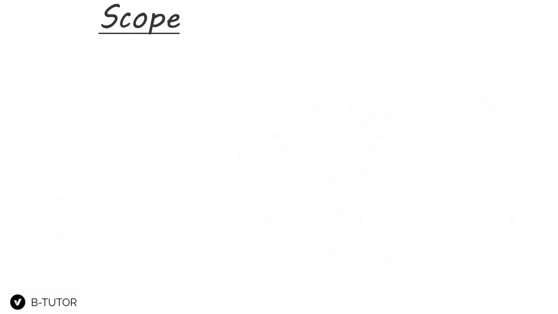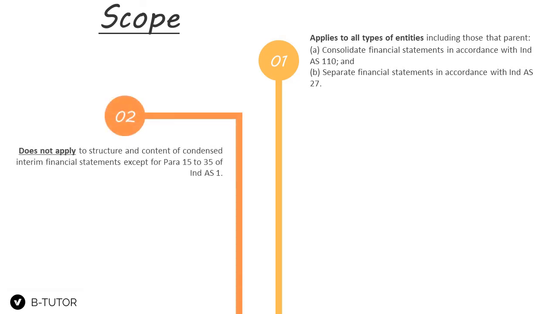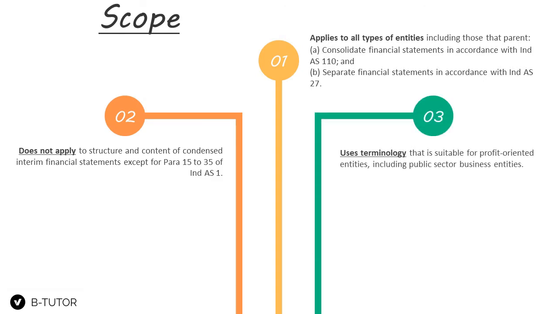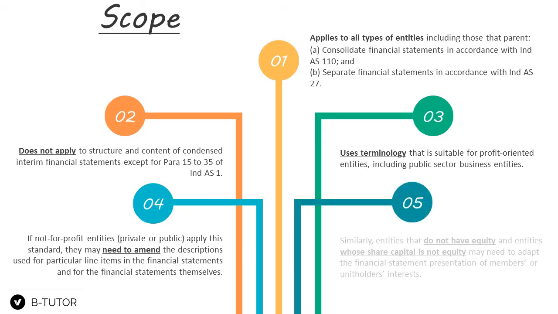Our first topic, first part, scope. Ind AS 1 applies to all types of entities, but it does not apply to structure and content of condensed interim financial statements. It uses terminology that is suitable for profit-oriented entities, so not-for-profit entities may need to amend the terminology if necessary. Similarly, entities that do not have equity and entities whose share capital is not equity may need to adapt the financial statement presentation of members or unit holders' interest.